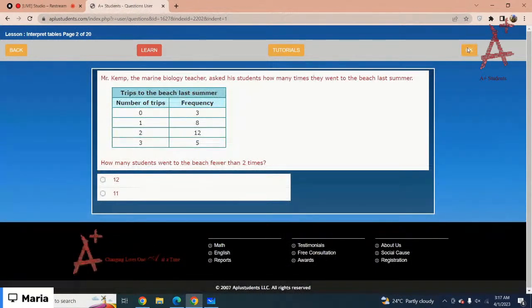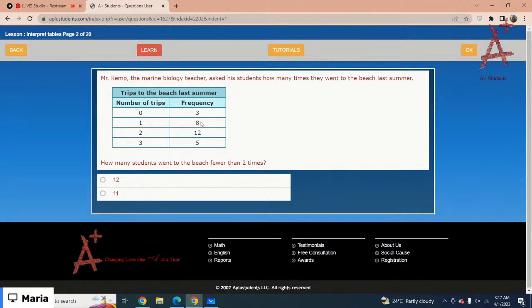Okay, Mr. Kemp, the marine biology teacher, asked his students how many times they went to the beach last summer. So here is the table, trips to the beach last summer. How many students went to the beach fewer than 2 times? Got it? So you have to look at the numbers that are fewer than 2. Fewer than 2, you have 1 and 0. Got it? The two numbers fewer than 2 are 1 and 0.